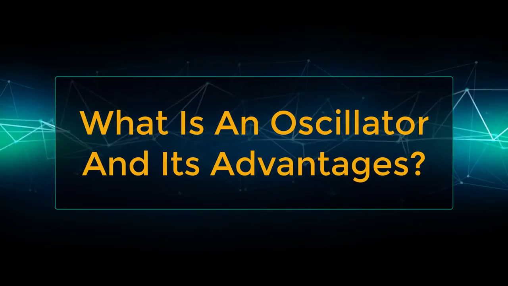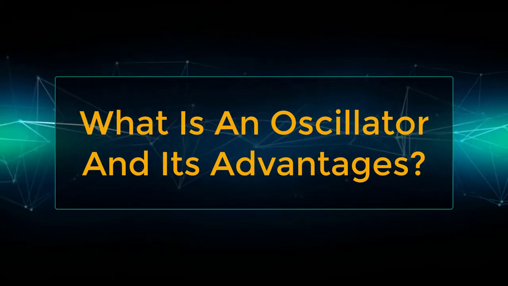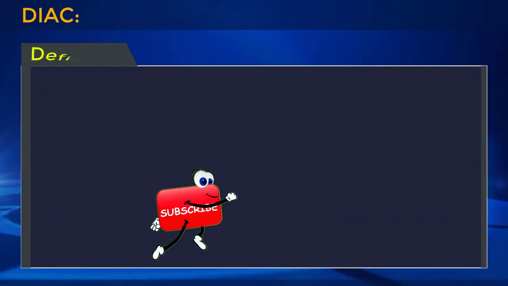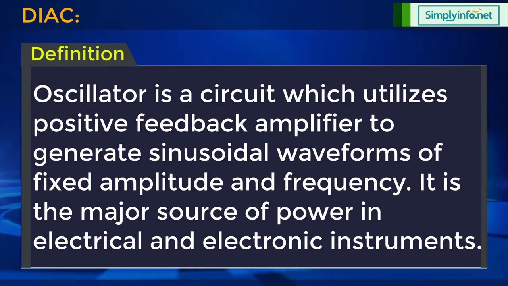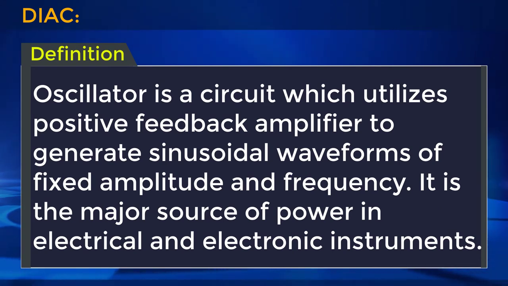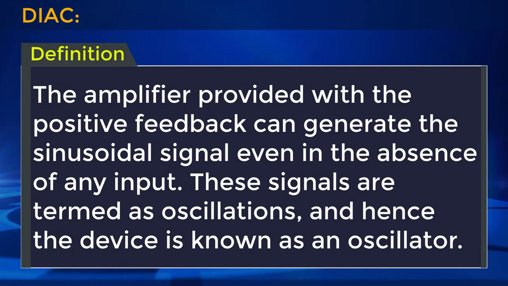What is an oscillator and its advantages? An oscillator is a circuit which utilizes a positive feedback amplifier to generate sinusoidal waveforms of fixed amplitude and frequency. It is the major source of power in electrical and electronic instruments. The amplifier provided with the positive feedback can generate the sinusoidal signal even in the absence of any input. These signals are termed as oscillations, and hence the device is known as an oscillator.